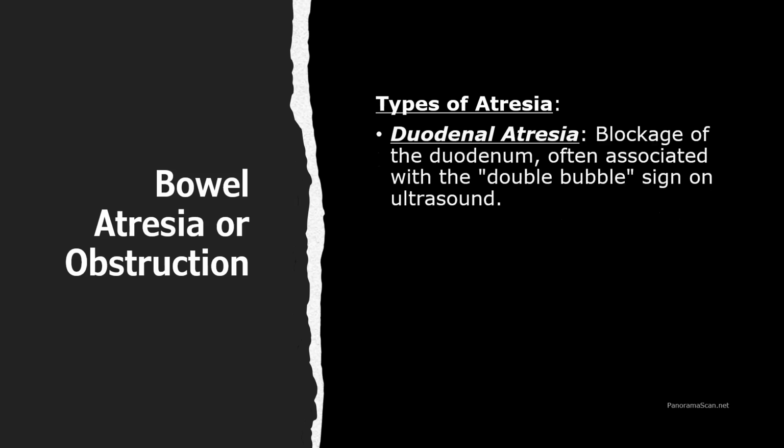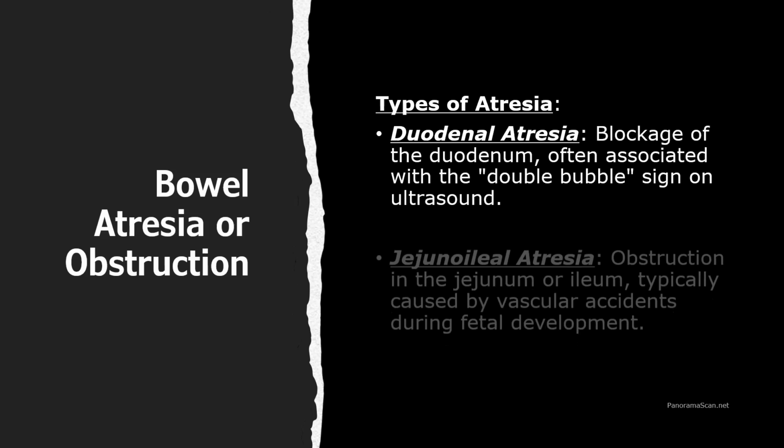Types of bowel atresia, each affecting specific regions of the gastrointestinal tract. Duodenal atresia is where there is a blockage in the duodenum. It is characterized by the classic double bubble sign on ultrasound. It is often associated with trisomy 21 and other congenital anomalies.